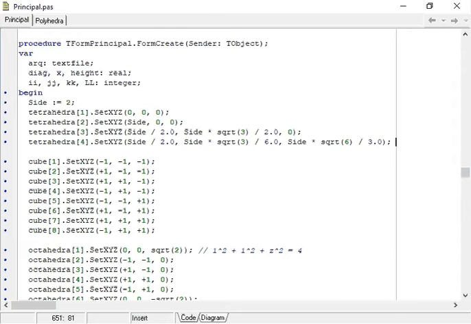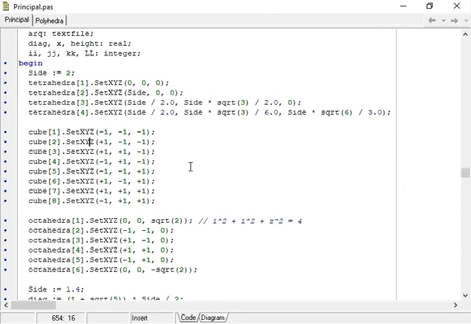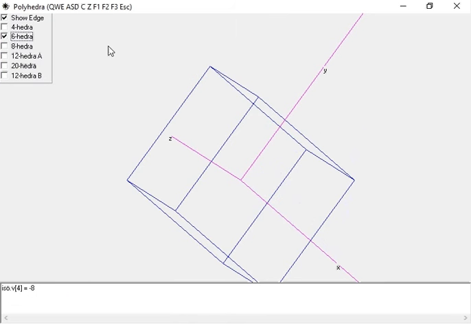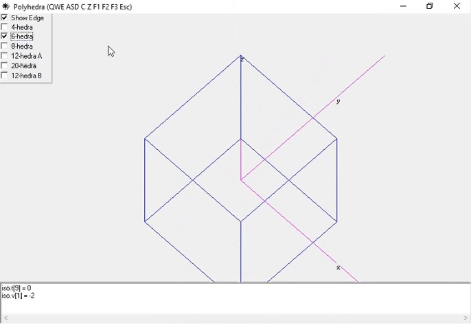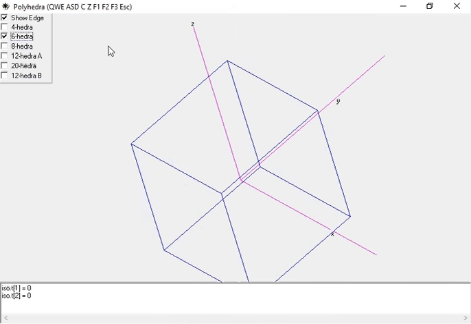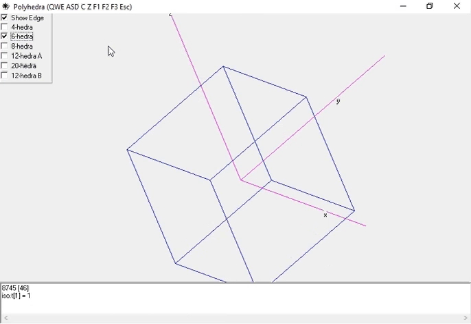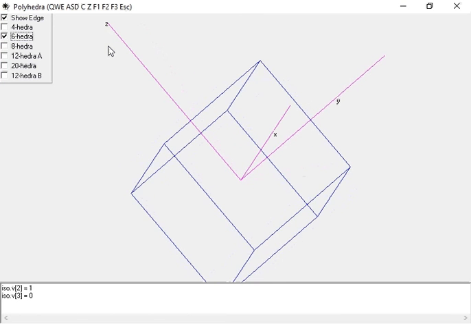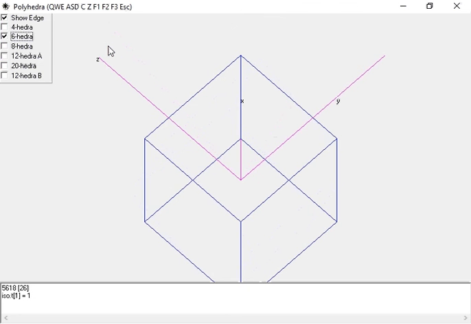Oh, now the cube. The cube is 1, 1, and 1. Let's see. Minus 4 plus 6. 0, F2. Here is the cube. Okay.